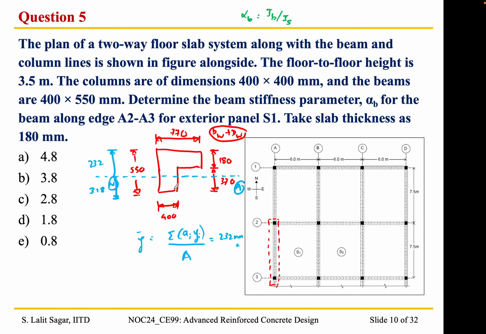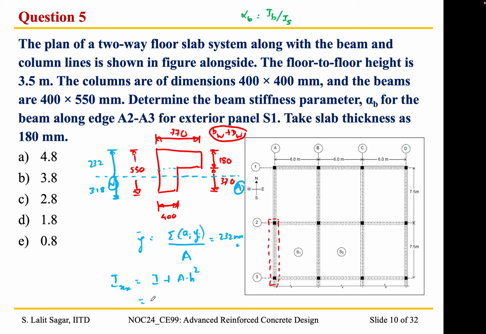Okay, so now we need to determine the moment of inertia about the centroidal axis. What we need to do is divide this flange section into two parts and take the moment of inertia. Ix is equal to I plus A into h square.